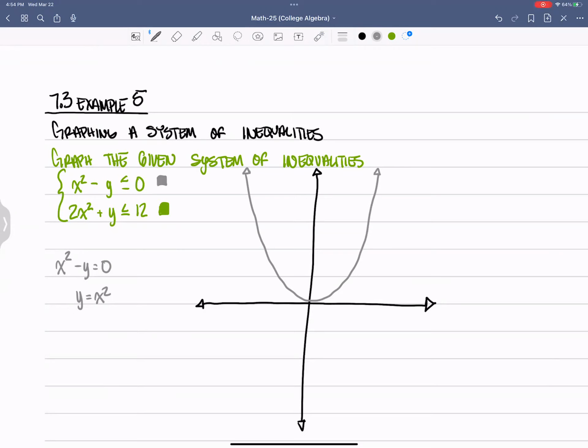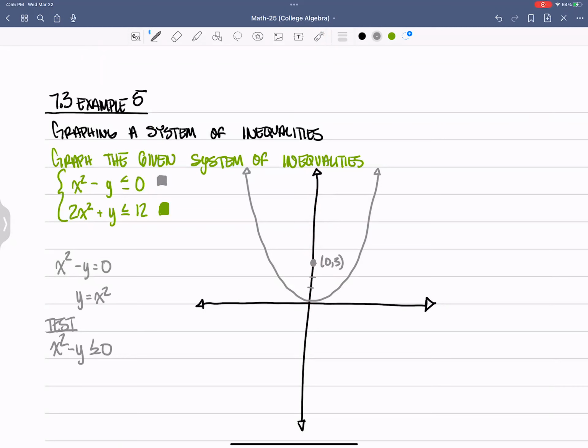Let's do our test point. So our test point, sadly, we cannot use our origin. We cannot use 0, 0 because 0, 0 is one of the points that make up this graph. We could test any other point that we want. I'm going to choose when x is 0, y is 3. We'll test the point 0, 3. So test x squared minus y less than or equal to 0.